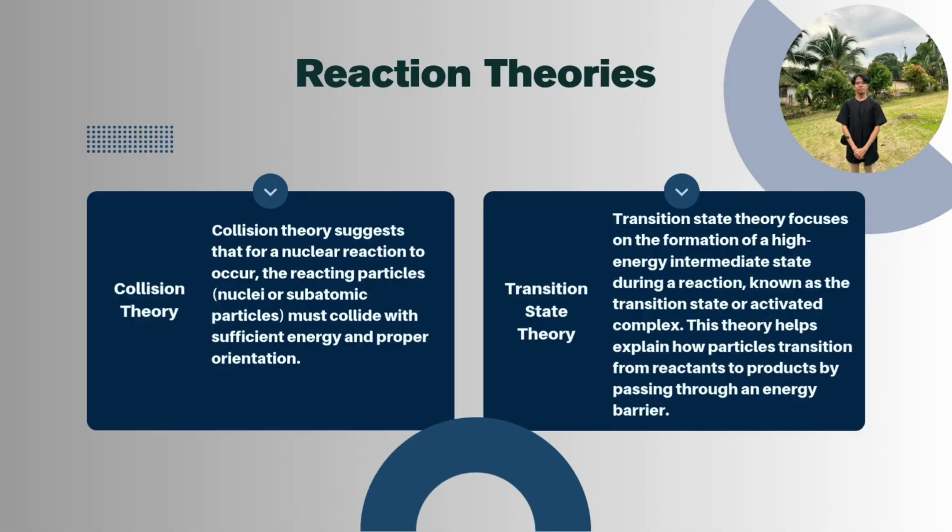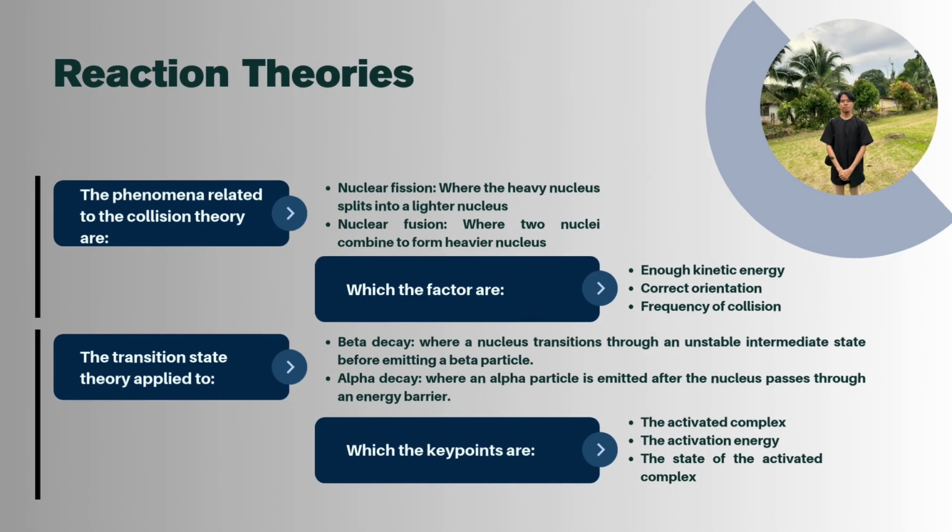In nuclear chemistry, understanding how and why nuclear reactions occur requires exploring several key reaction theories. Two of the main theories are collision theory and transition state theory. Collision theory explains nuclear fission and fusion, in which these phenomena happen when the kinetic energy is enough, the particle orientation is correct, and there is a higher frequency of particle collisions.